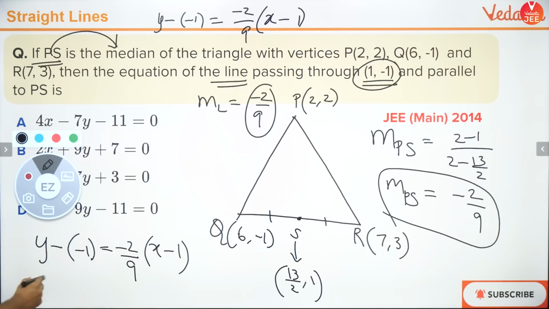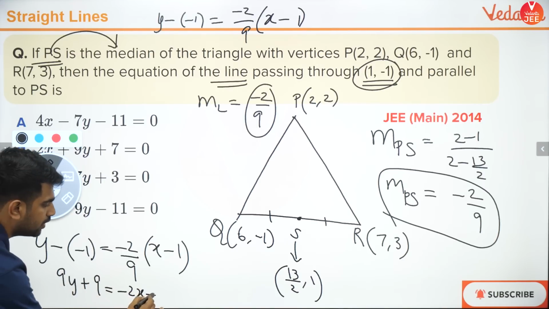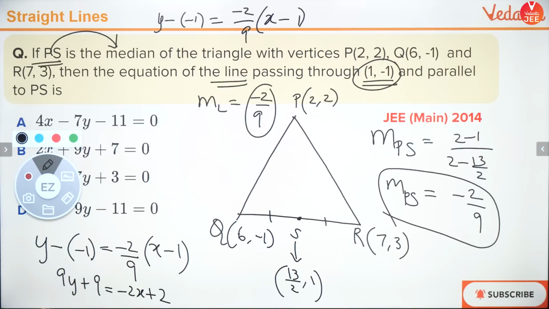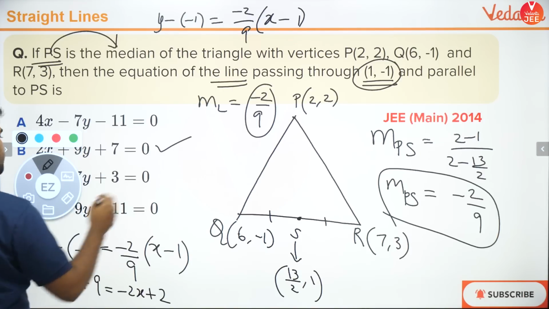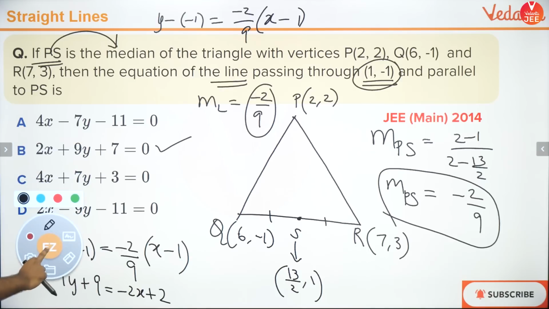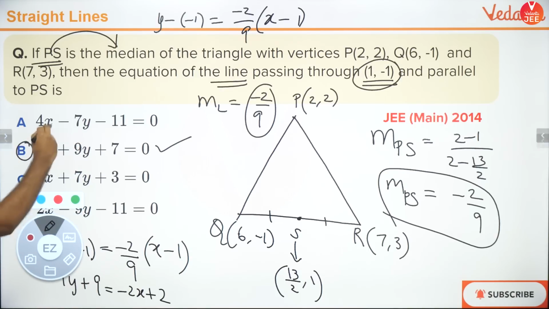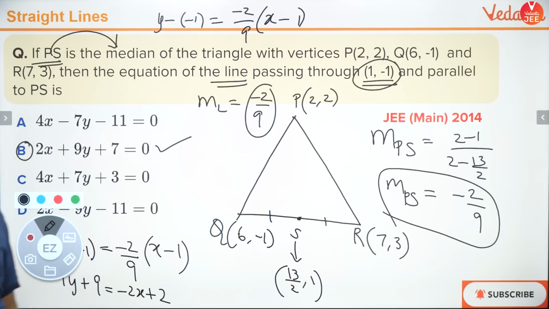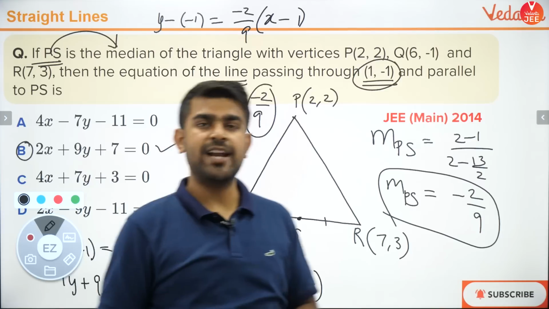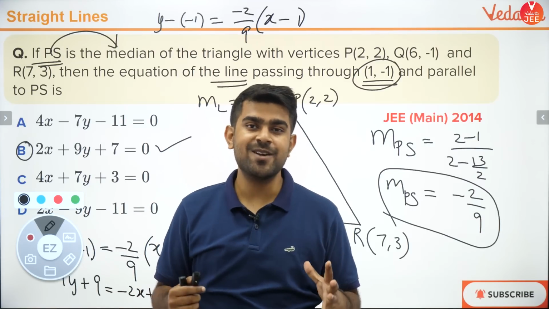Okay, so you'll get 9y plus 9 is equal to minus 2x plus 2. So it should be 2x plus 9y plus 7 equal to 0. So which is option B. Okay, so option B is absolutely right. I hope everyone is clear now. So guys, this was the last question for today.